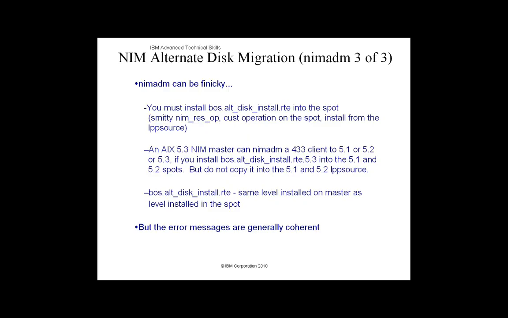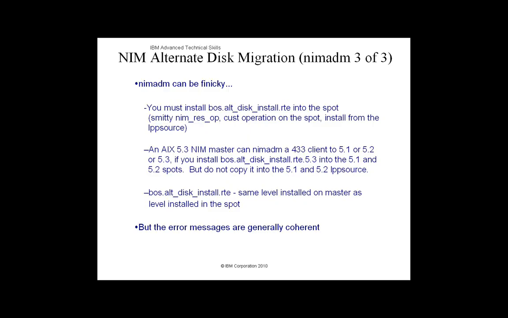A 5.3 master can be set to NIM ADM 4.3.3 clients up to 5.1, 5.2, or 5.3. The trick to this is that alt_disk_install at the 5.3 level needs to be installed in all SPOTs. Install it into the 5.1 SPOT, install it into the 5.2 SPOT. You don't have to copy it into the LPP source. The level of alt_disk_install on the master needs to be installed in the SPOT that you're going to use to NIM ADM with. It's a little unusual to put a 5.3 fileset into a 5.1 or 5.2 SPOT, but you do it in this case.